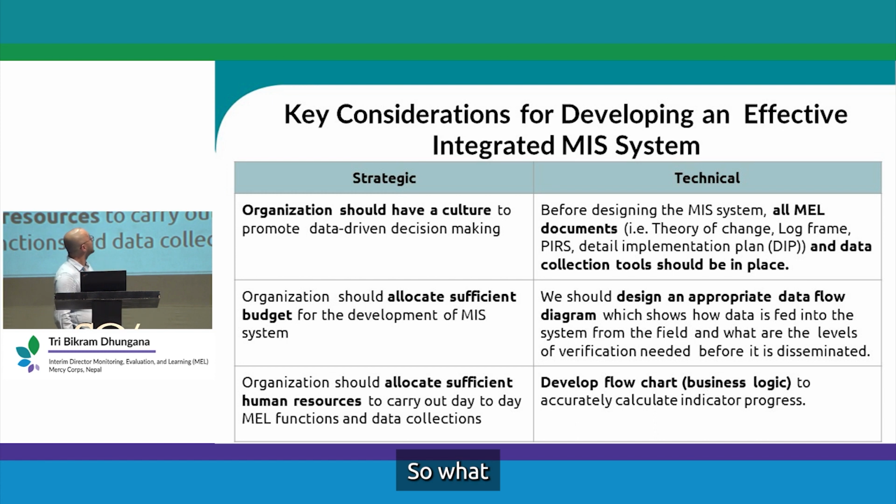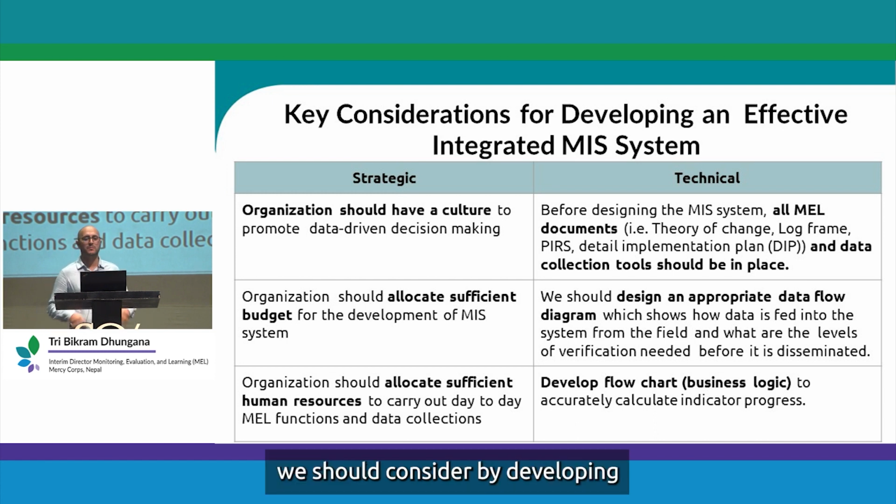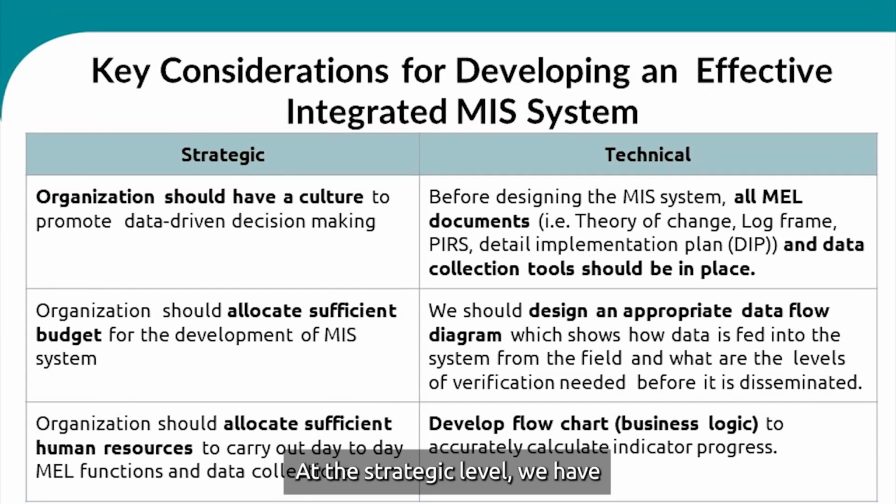So what should we consider while developing an effective integrated MIS system? At the strategic level, organizations should have a culture that promotes data-driven decision making. If you are collecting too much data and your organization is not using it, there is no question of having such a big MIS system. Organizations should allocate sufficient budget for the development of MIS, and sufficient human resources, which I already discussed.